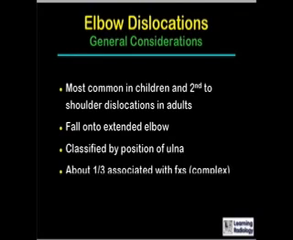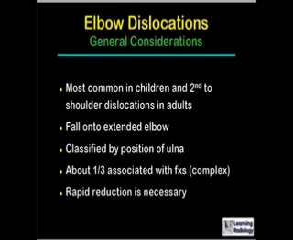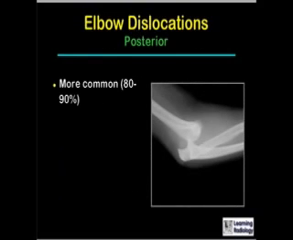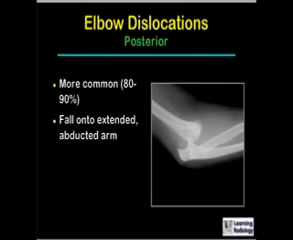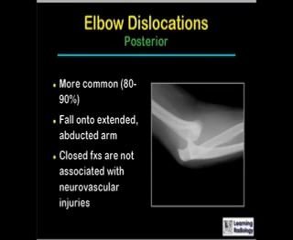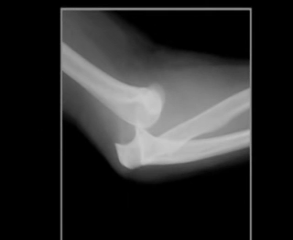About a third of elbow dislocations are associated with fractures as well, and rapid reduction is necessary in order to prevent complications. Posterior elbow dislocations are more common than are anterior dislocations. They occur as a result of a fall onto an extended abducted arm. Usually closed fractures, that is, fractures which are not compound, are not associated with neurovascular injuries.